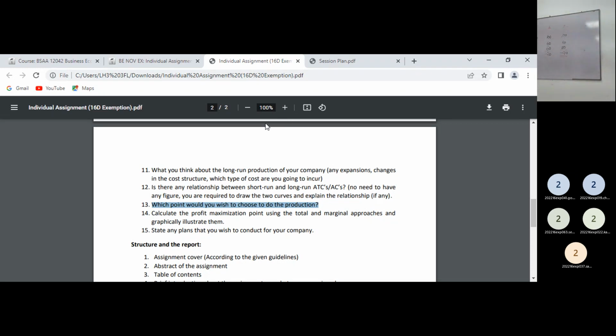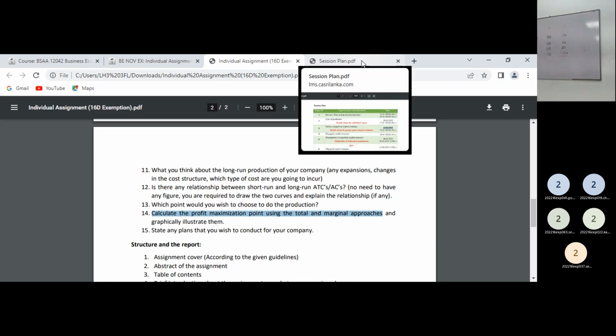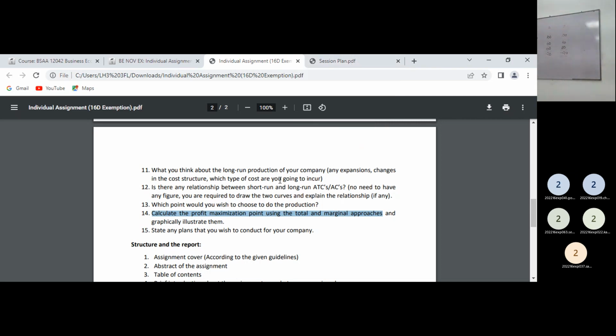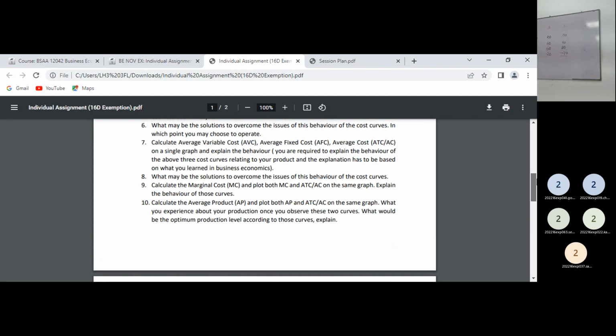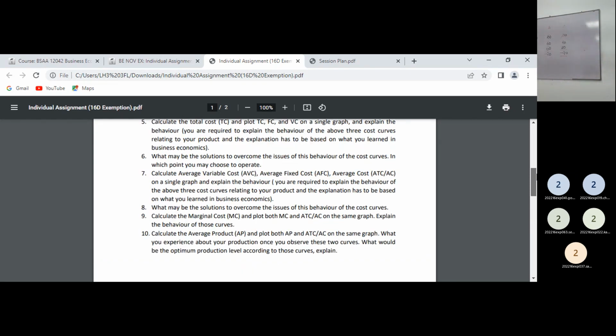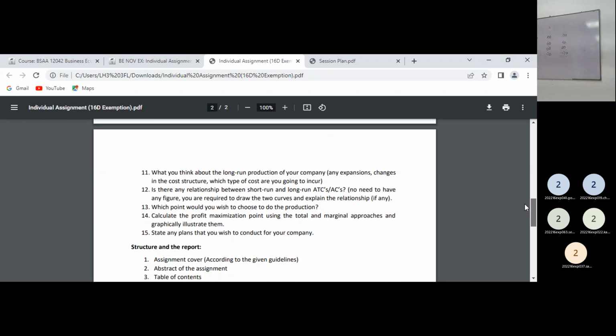And calculate the profit maximization point using total and marginal approaches. Did we discuss that one? Very simple. Already you have your output, already you have your cost, determine the price, get the total revenue, calculate the difference. It's done. And the other one is the marginal approach. You have already calculated your marginal cost here. What you have to do is calculate your marginal revenue.